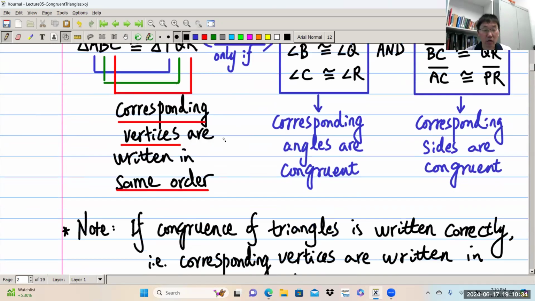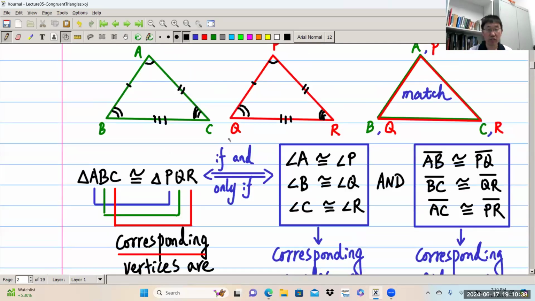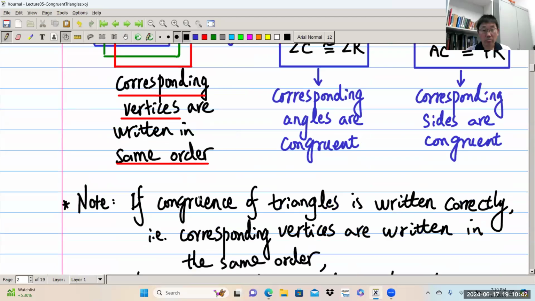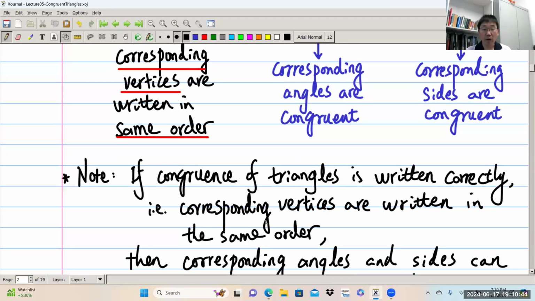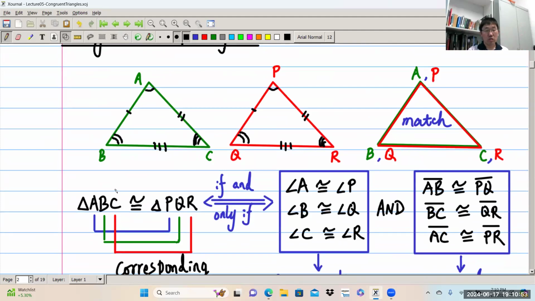When I write down this congruence relation, as you can see, corresponding vertices in both triangles are written in the same order. So in this particular example, triangle ABC is written as congruent to the triangle PQR.